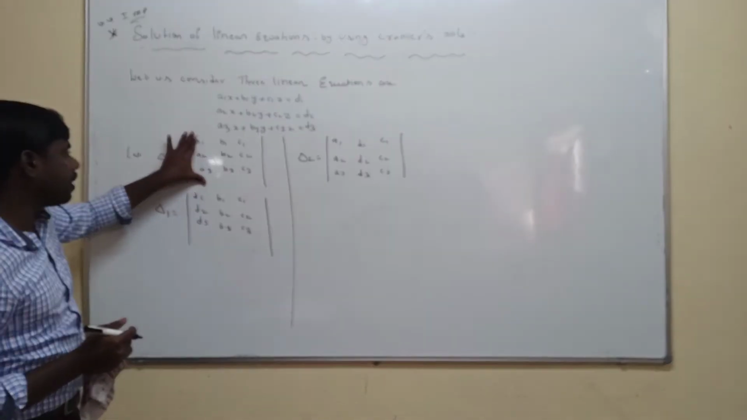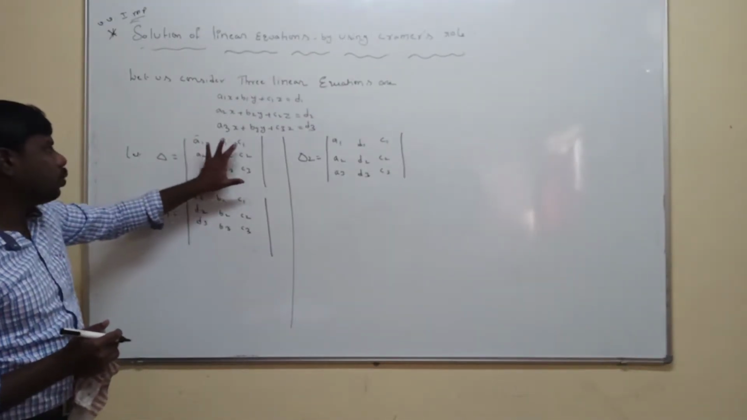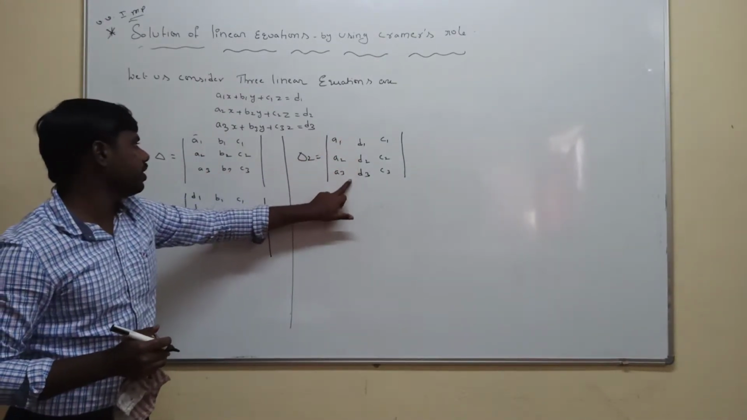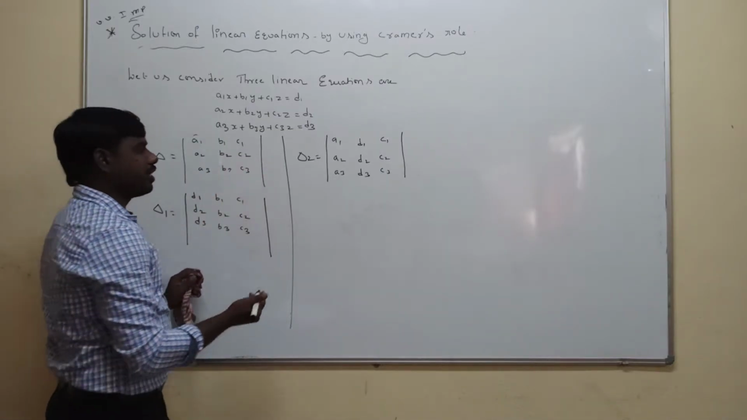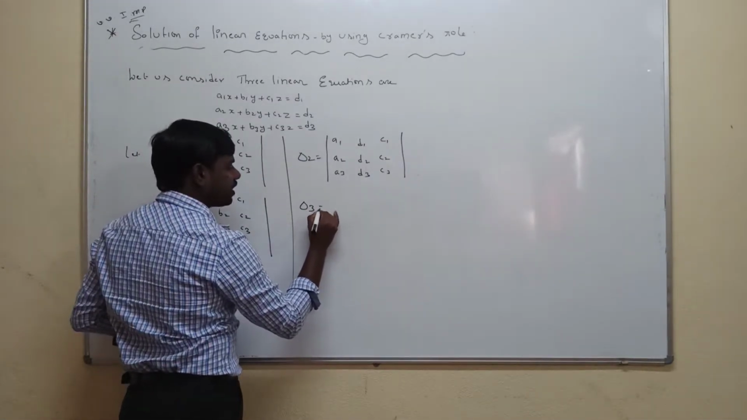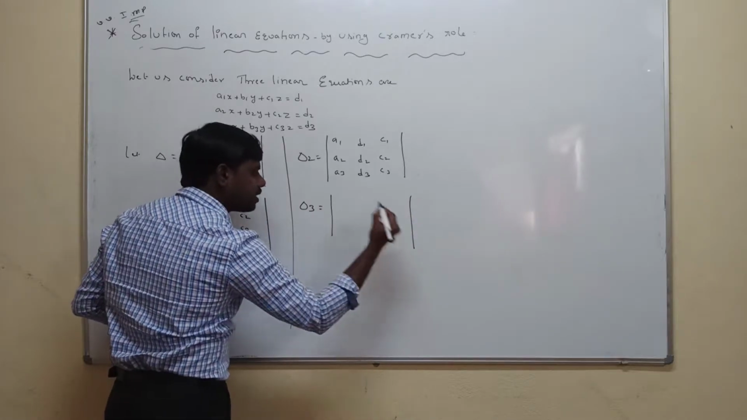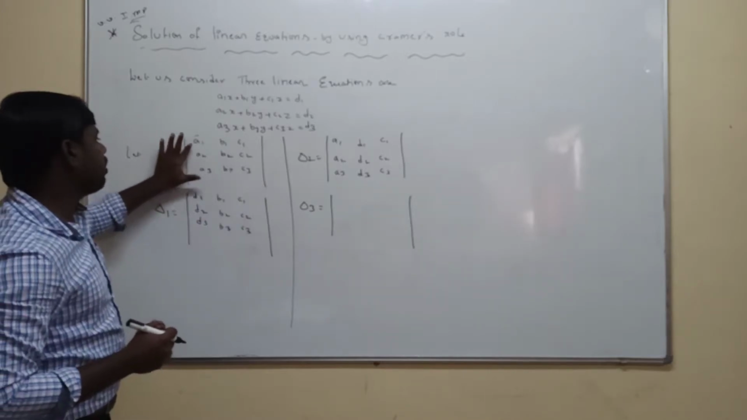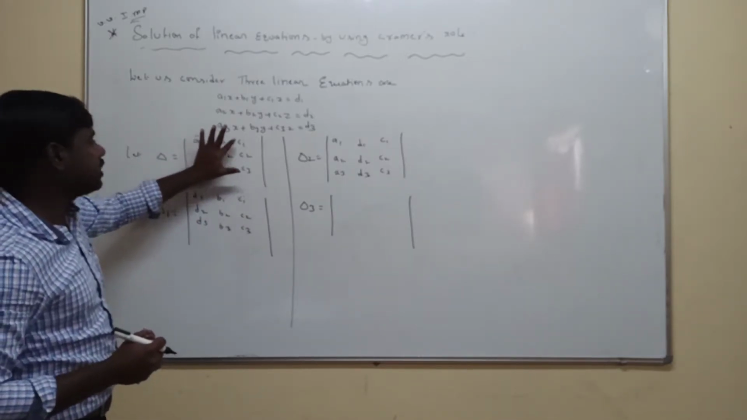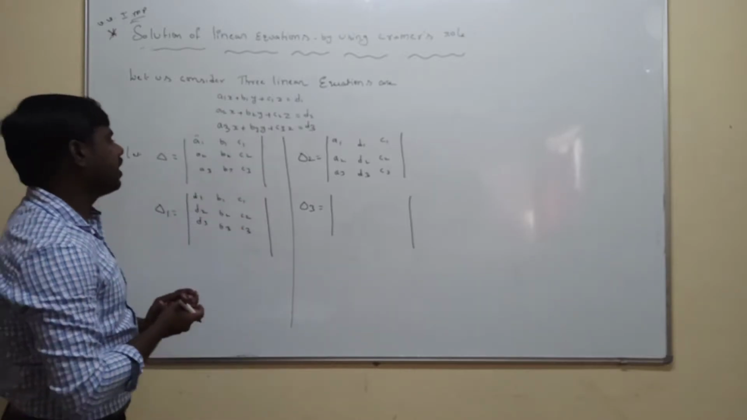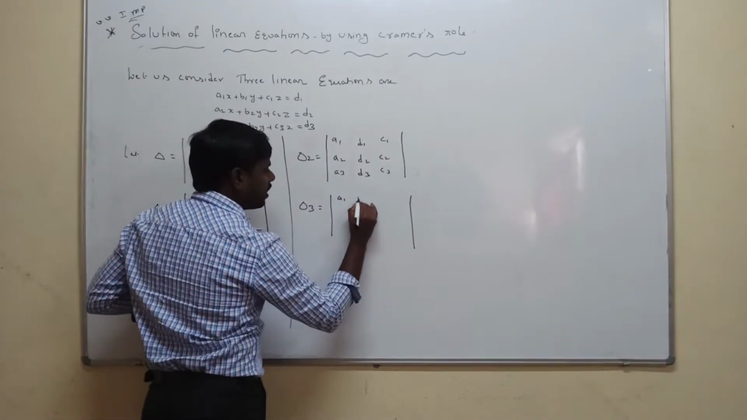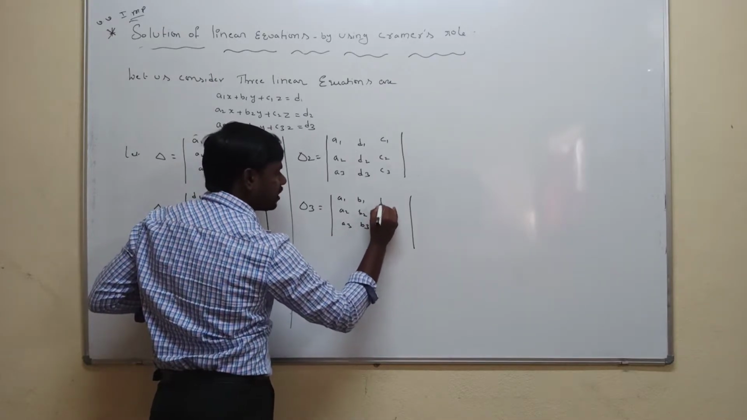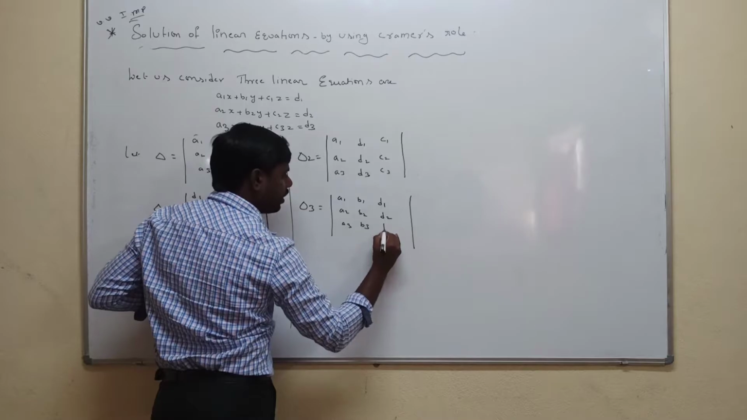Delta 1 means the first column replaced by D1, D2, D3, and the other two columns are written as this. Delta 2 means the second column replaced by D1, D2, D3, with the first column and third column as this. Delta 3 means the first column and second column as this, and the third column replaced by D1, D2, D3.